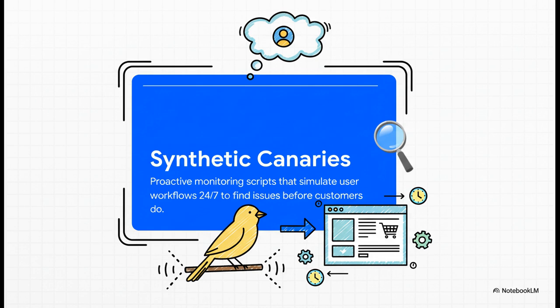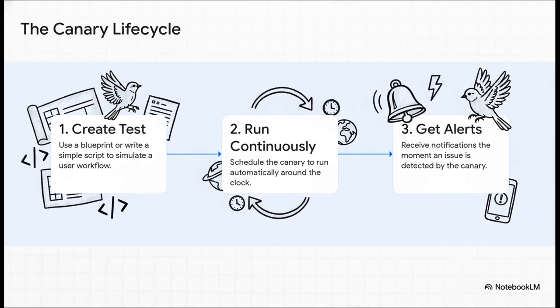Just think of these as little robot users that you deploy. They're tirelessly running through your most critical workflows, like logging in or adding an item to the cart, 24/7. They are your early warning system, designed to find issues long before a real person ever does. And the best part about these canaries is how simple they are. You just create a test, a lot of times from a template that's already built for you, schedule it to run around the clock, and you get an alert the instant something fails. It's proactive monitoring made really, really practical.